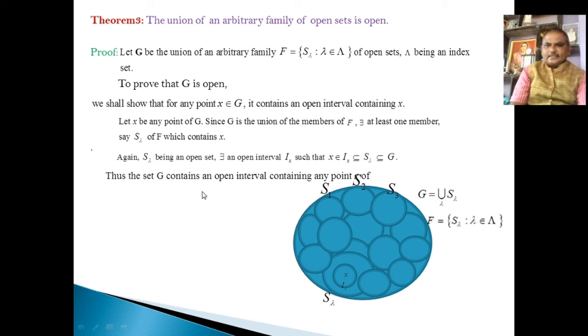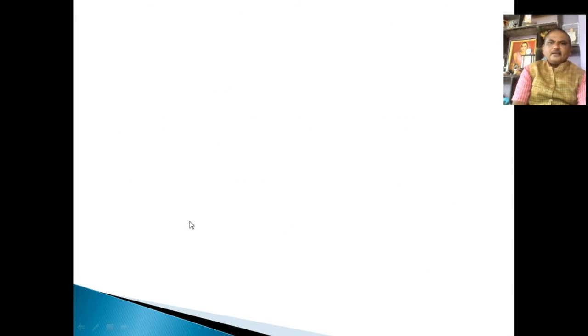Thus, the set G contains an open interval containing any point of this set. This implies G is an open set. And that is the proof.